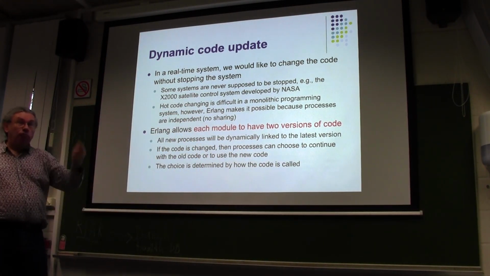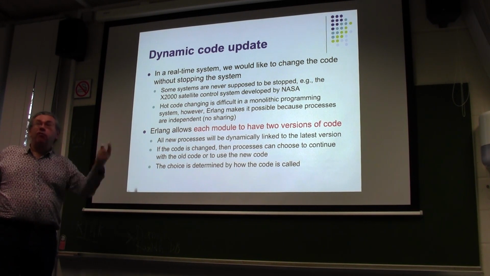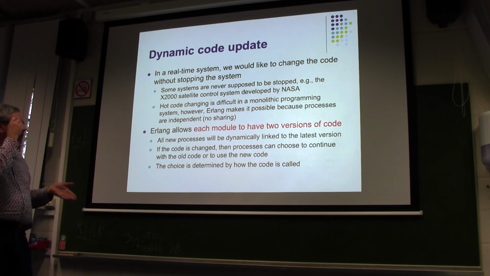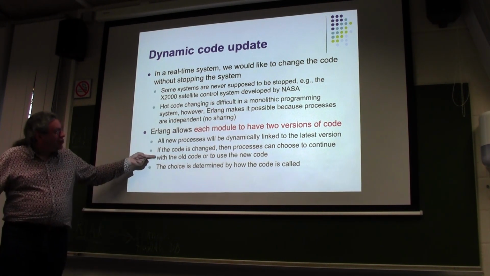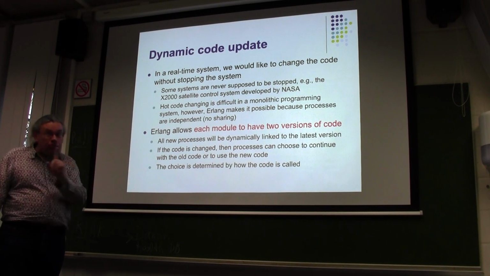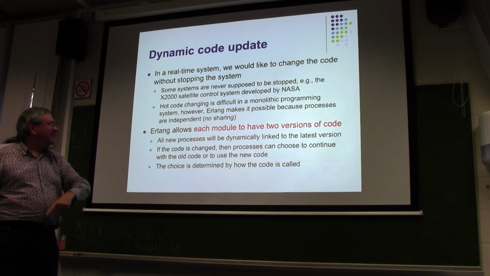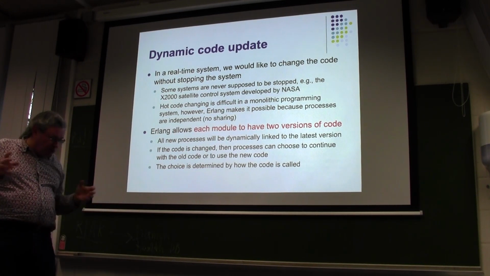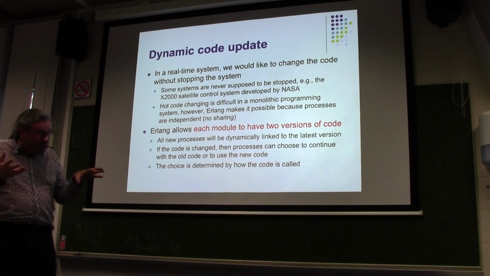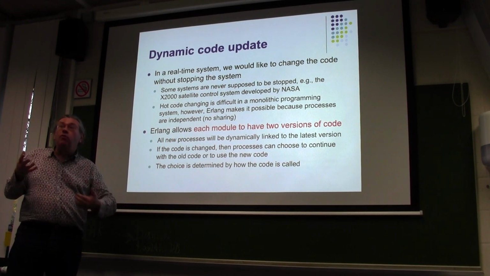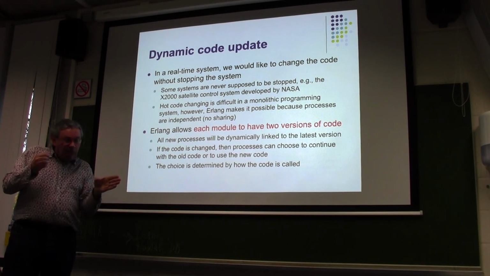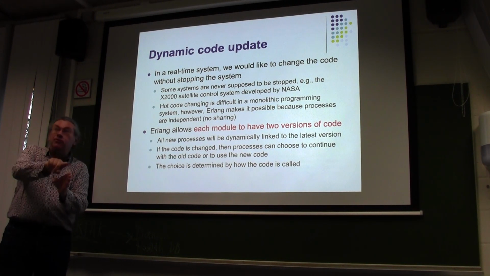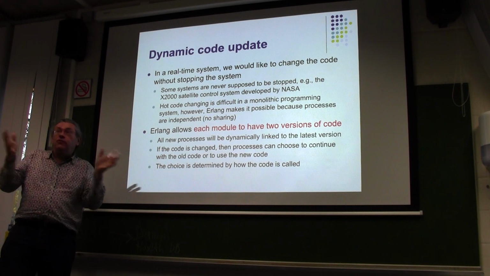But a running process, one that's already running, can still be using the older version, okay? And if the code is changed, then a process can choose which version it wants. So basically, this allows the program to manage the update. You can update, and then the actual running processes will keep using the old code, and then at some reasonable time, you will tell them, now you switch to the new code. You can't just force them to switch at any time.